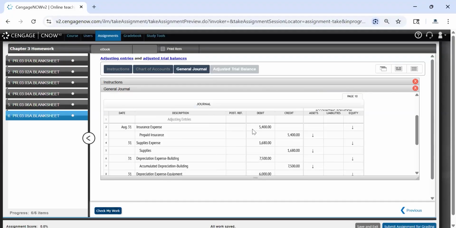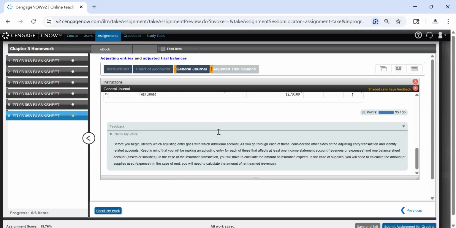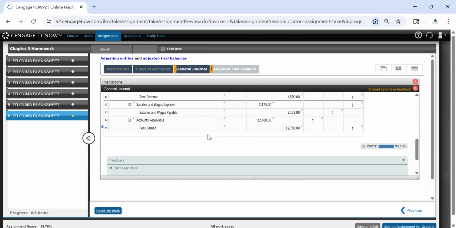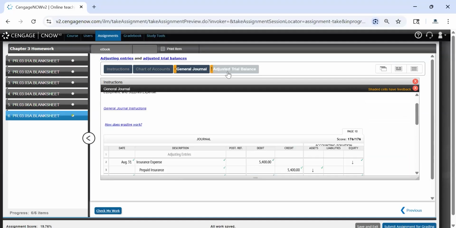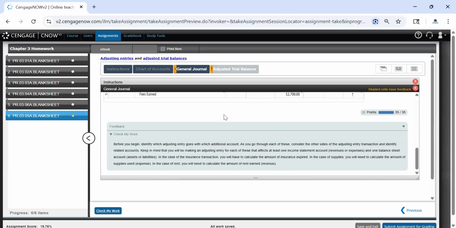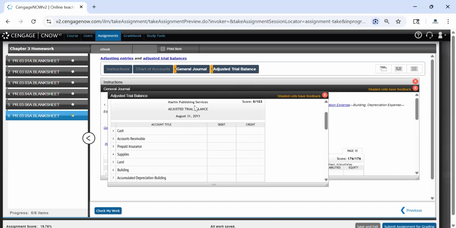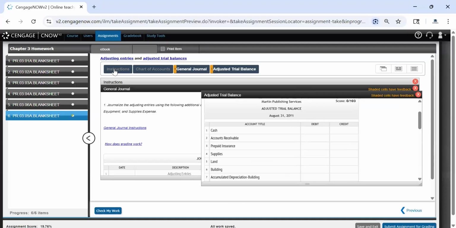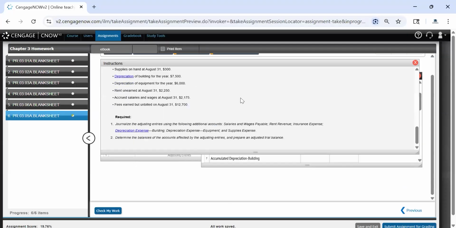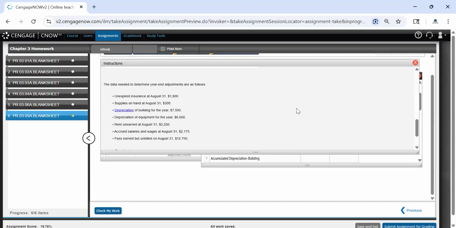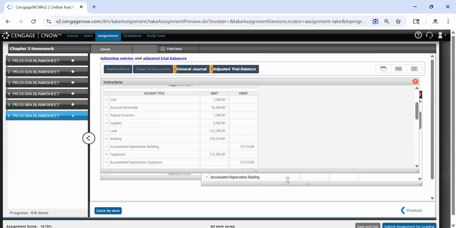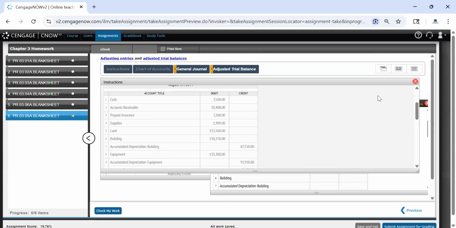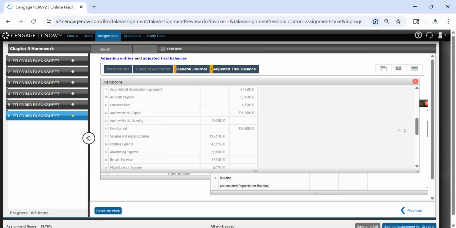Okay, let's just check our work for this problem, and you can see that we got 176 out of 176 on these journal entries. So now we know when we're going to the next problem, which is the adjusted trial balance, that our amounts are correct. And so what we're going to do is take the unadjusted trial balance and add to it all of the journal entries that we've made so far.